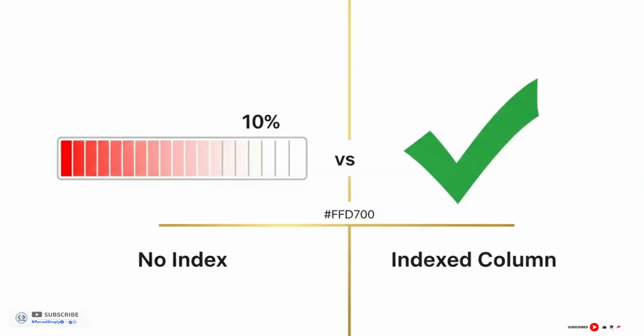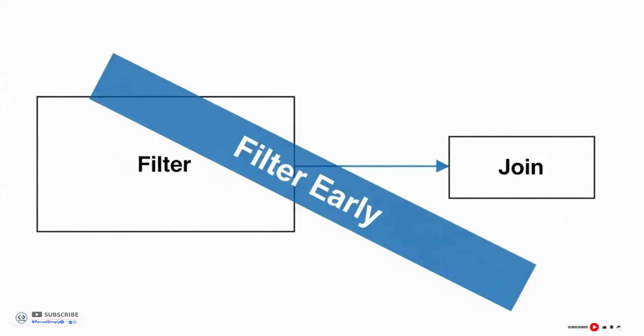To maximize join performance, ensure your join columns are indexed. This allows the engine to perform an index seek to find matching rows instantly, rather than scanning every row in the table. Always apply filters using WHERE clauses as early as possible. Reducing the row count before the join operation minimizes memory usage and prevents the optimizer from processing unnecessary data.